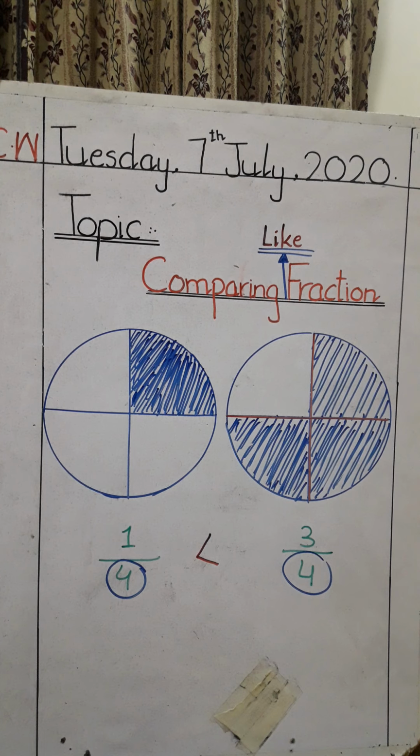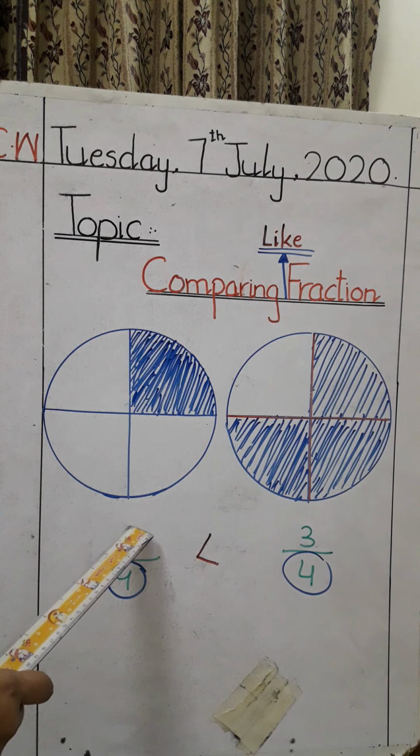So we can say if the numerator is greater, the greater is the value of the fraction, because here the denominators are the same, which means these are like fractions. As we know, when the denominators are the same, they are called like fractions. So when the fractions are like fractions, we look at the numerators. Which numerator is bigger? 3 is bigger than 1.